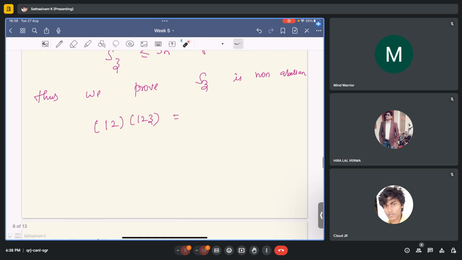How do you come up with this element? Just try a few elements, you will find one. Because this is S3, the order is only 6. So with just a few multiplications, you can always come up with some such element.